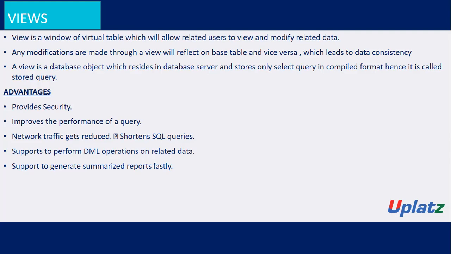Network traffic gets reduced. How does network traffic get reduced? Basically, many queries hit the SQL server. When we execute the queries, when the query hits the SQL server engine, the queries that contain the view will be executed faster compared to the other queries. It takes less time to execute the query. Due to this, the traffic will be reduced.